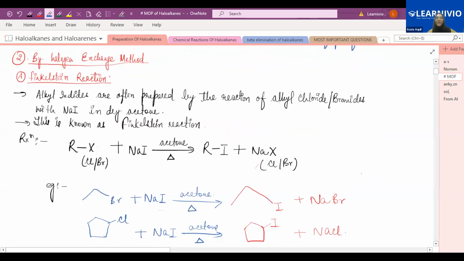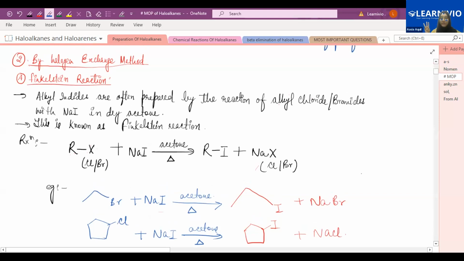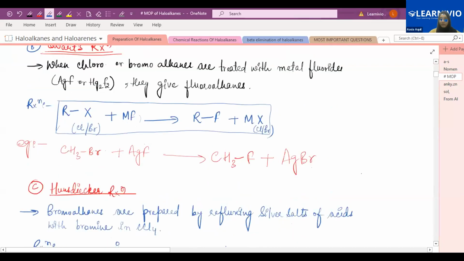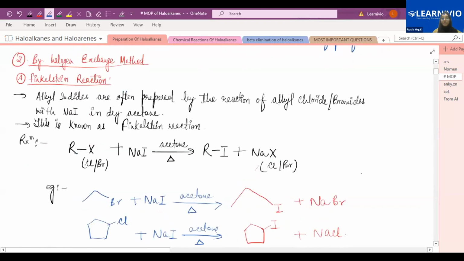Another method is the halogen exchange method. The name suggests that there is a replacement or exchange of halogen, one halogen being exchanged for another, right? In the halogen exchange method, there are three reactions: Finkelstein reaction, Swarts reaction, and Hunsdiecker reaction. All the name reactions are very important for your exams. So first, write the heading Finkelstein reaction.